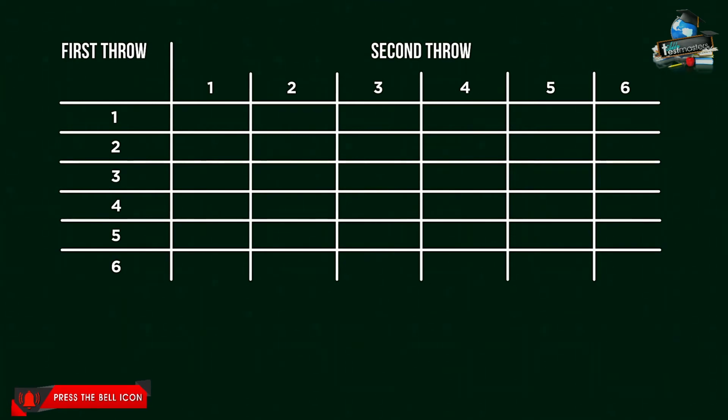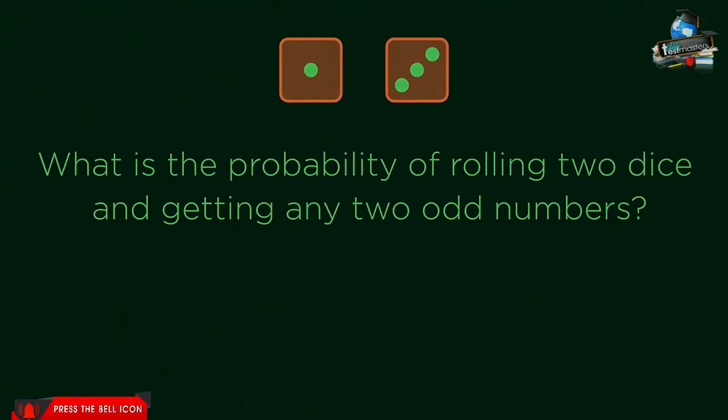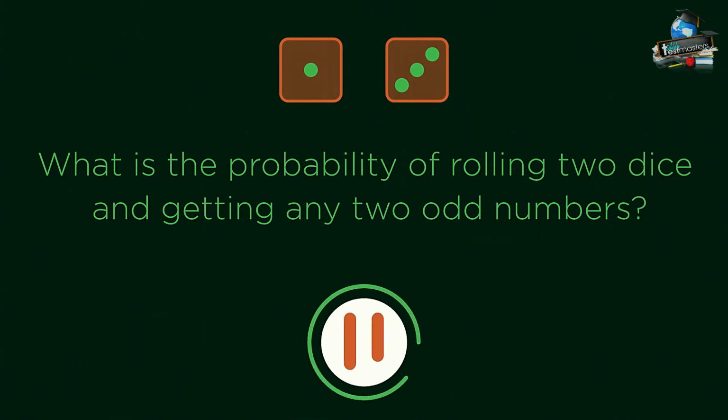Let's have a look at an example. What's the probability of rolling 2 dice and getting any 2 odd numbers? Pause the video here if you would like to have a go at working it out yourself.